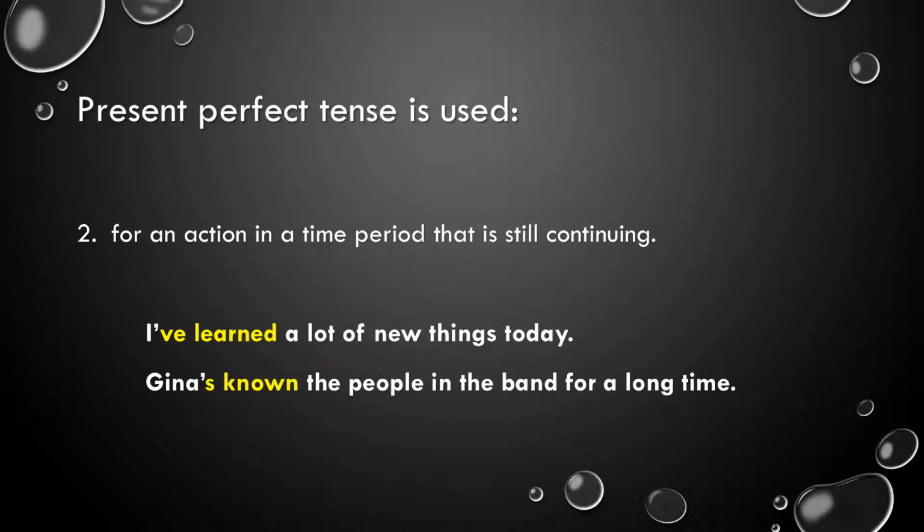We also use the present perfect tense to talk about an action in a time period that is still continuing. I have learned a lot of new things today. Since you're talking about the day you're in, the time period is still continuing, so you should be using present perfect tense. The same rule can be applied to: Gina has known the people in the band for a long time. She met these people, she has known them for a long time, and that time period again is still continuing. That's why you need to use the present perfect tense.